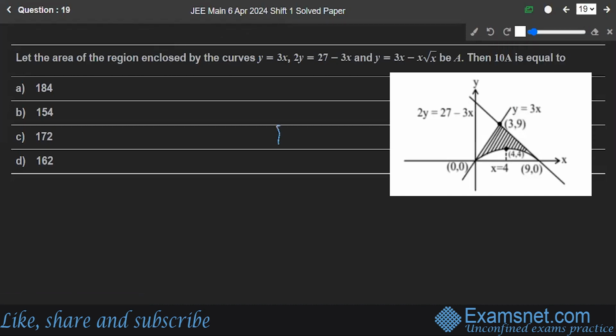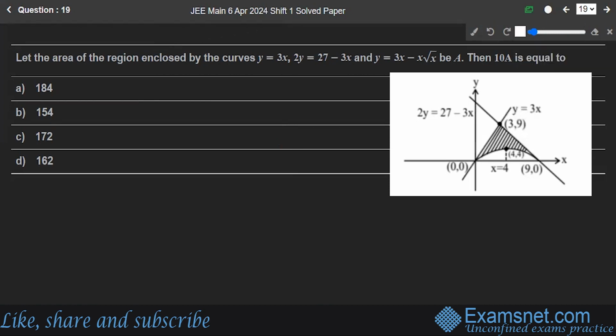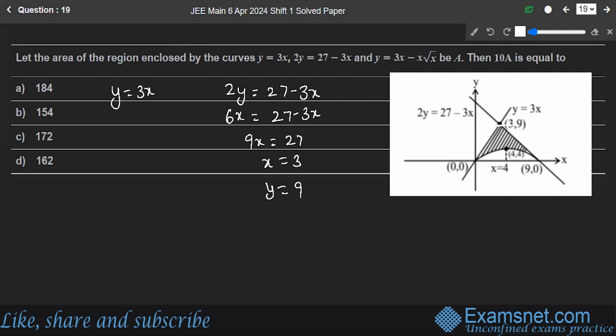So let's go. All right, so here it is. First of all, let's have the line y is equal to 3x and 2y is equal to 27 minus 3x. Let's find out this point of intersection. It is already given over here, 3, 9, but this was pre-solved. Let's solve it because in the paper you have to solve it. So 2y will give you 6x is equal to this, or 9x is equal to 27. That gives you x is equal to 3. And you will solve to get the corresponding value of y is equal to 9. And this is origin, of course.